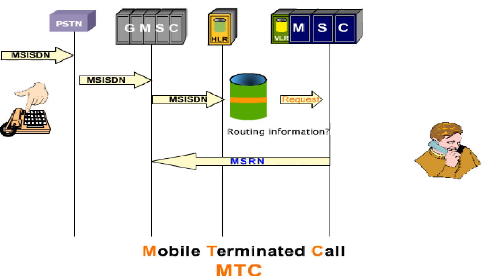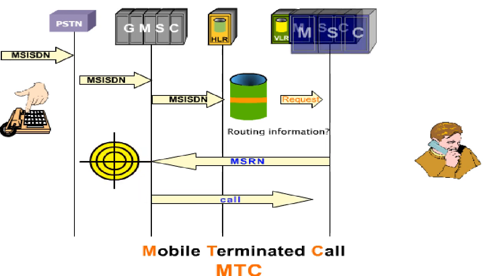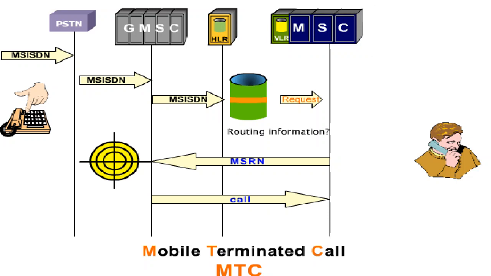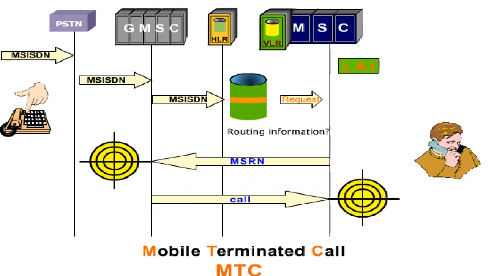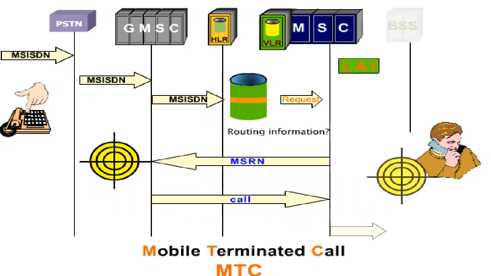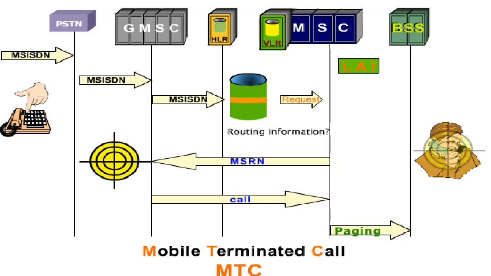The GMSC now has the routing information it needs and transmits the call onwards to the serving MSC. The VLR makes the LAI available to the called subscriber. To locate the called subscriber, the MSC initiates a paging process within the location area. Let's have a closer look at this process.